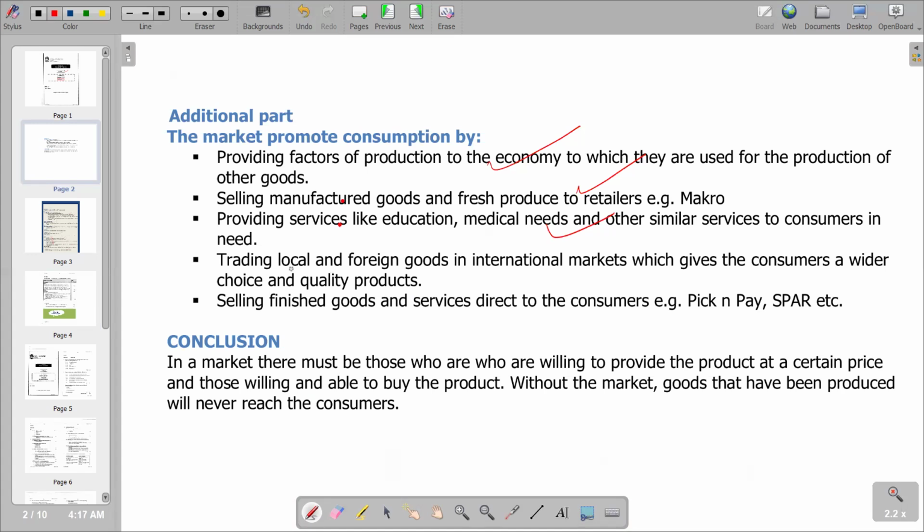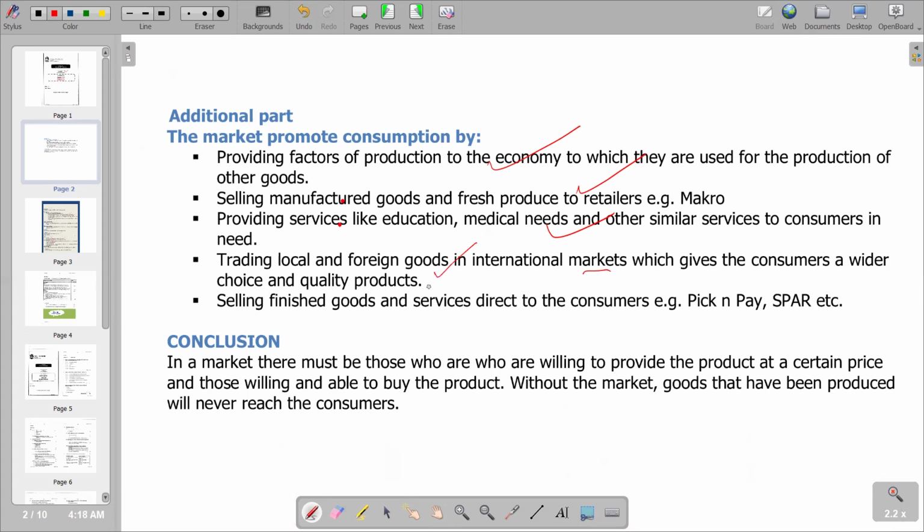And then the fourth point is trading local and foreign goods in international markets, which gives the consumers a wider choice and quality product. So obviously, we are also going to engage in international markets, whereby we are going to export and import. So all is going to happen on the international market. So that's what we have. So basically, the essence is that there is a market involved, and then selling finished goods and services directly to the consumers. We have got examples of Pick n Pay and Spar as examples of the markets that are going to facilitate the selling of finished goods and services.